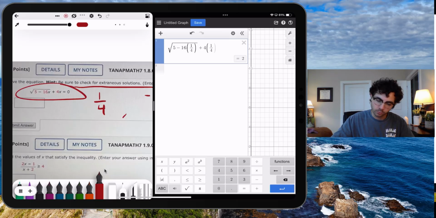Let me make sure I plugged it in right. Square root of 5 minus 16. Yeah, so I don't think that's a solution. I'm very curious if negative 5/4 is. So 1/4's out of here.